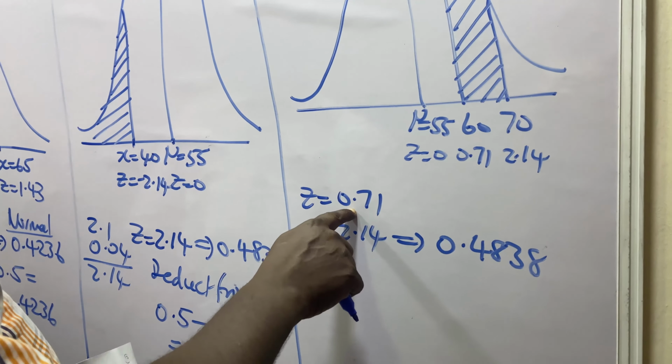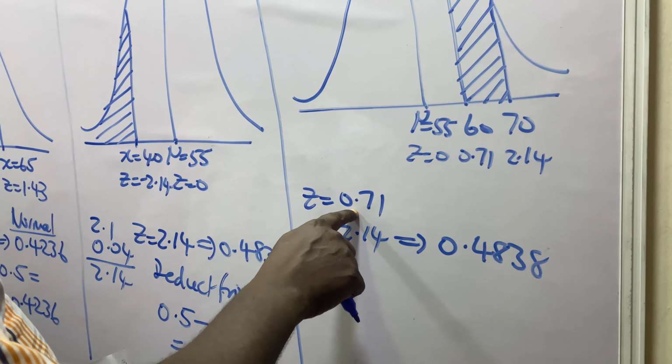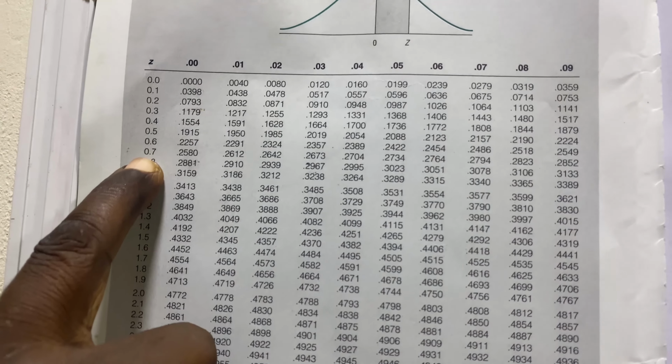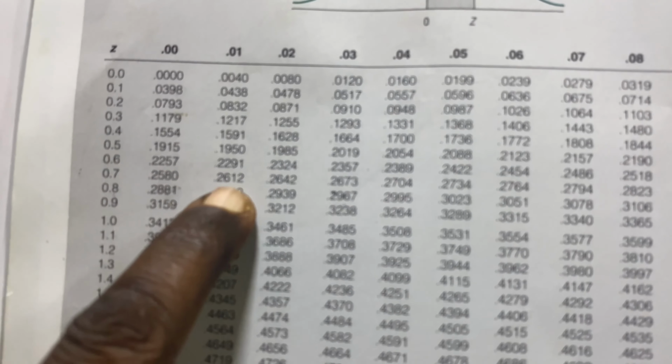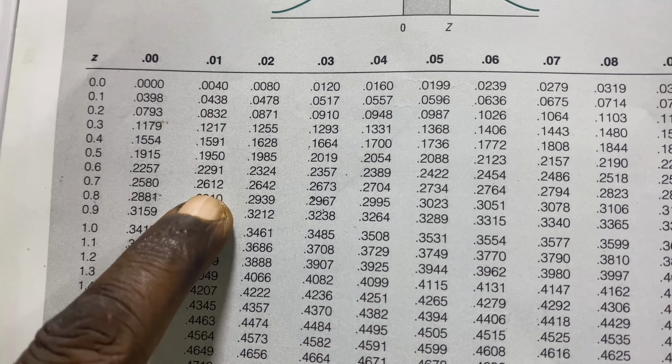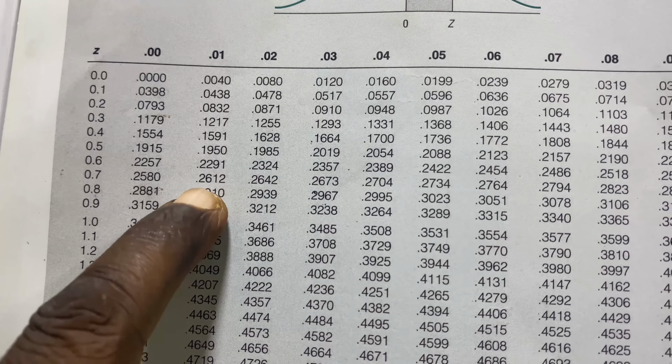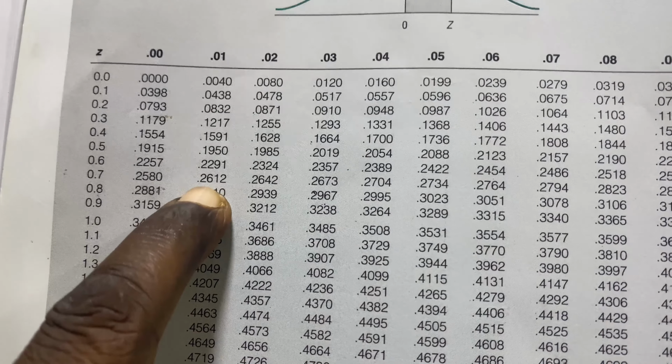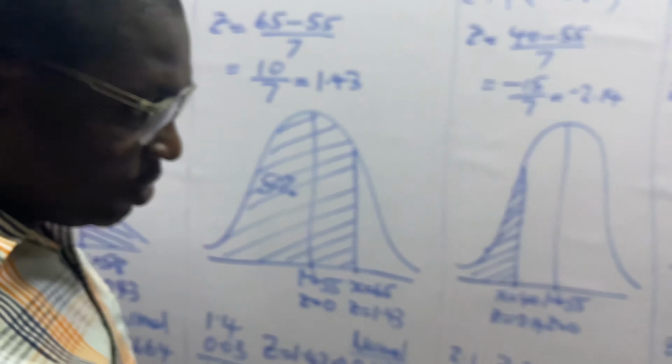So our task now is to look for 0.71. So let's go to our normal table. Come along with me, please, so that we can locate what we need. So we're looking for 0.7 under 0.01. So this is 0.7. Yes, this is 0.7. Can you see that? So under 0.01. Have you seen that? What do we have? We have 0.2612.